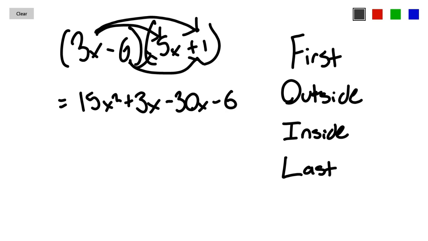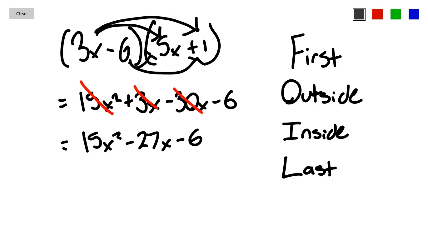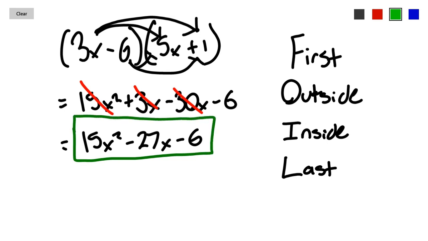And now the FOIL part is done, and it's just a matter of combining like terms at this point. So the 15x squared stays because there's no other x squared term to combine it with. And now after the x terms, I have a 3x and a minus 30x, so you can combine those to get minus 27x. And then of course the minus 6 just remains because there's no other constant term to combine. And then what you're left with is going to be your answer. So the FOIL method is just a convenient way to multiply two binomials together.